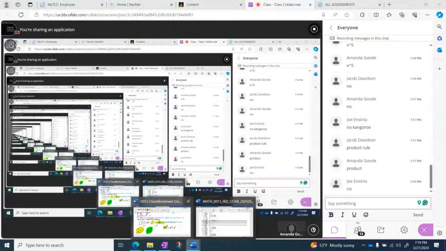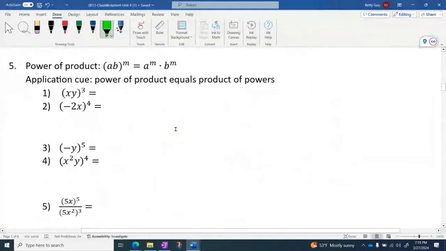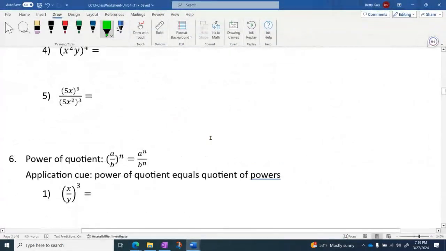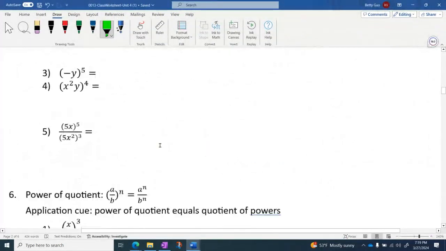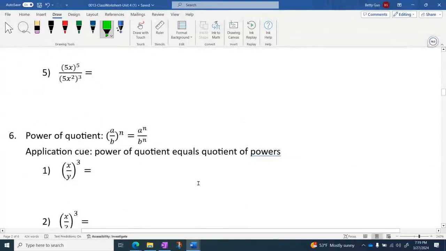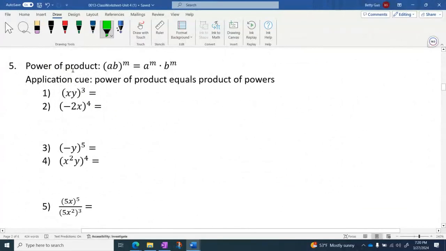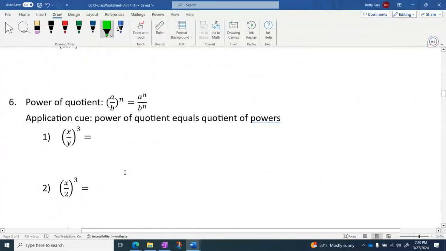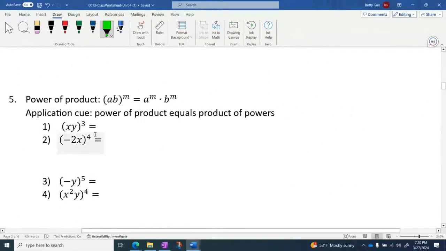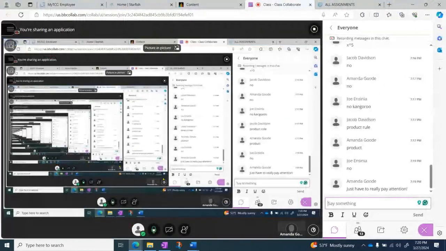Perfect. Let's continue. Next up, we have two more: the power of a product and the power of a quotient. In our book, they call those two formulas power rule also, but I don't like it. I give them different names just to specify them better. Just have to really pay attention.